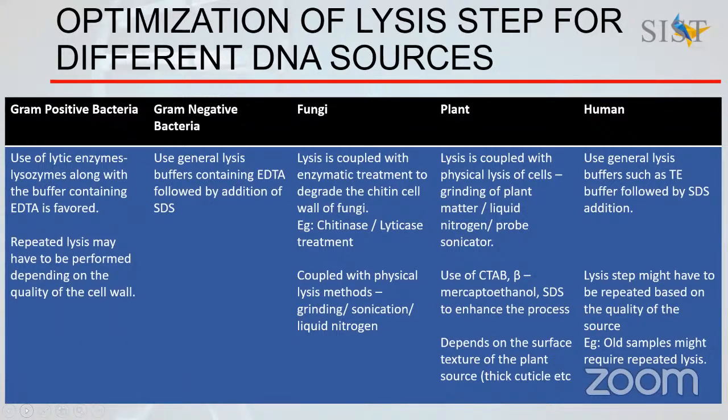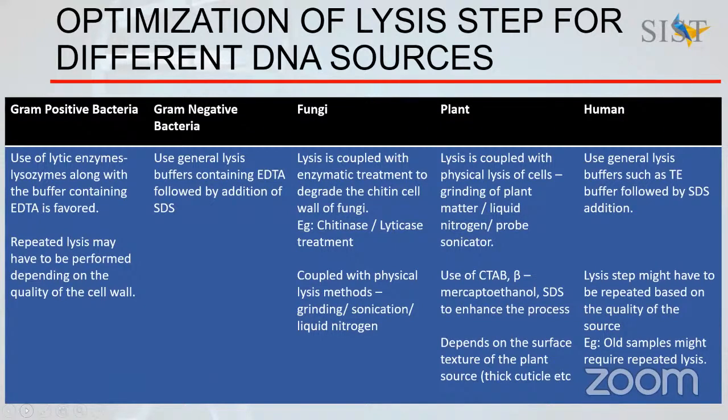So for the extraction of plant DNA, we normally use CTAB buffer, okay? Because it is efficient in plant DNA extraction. And we can also add SDS, but compared to SDS, CTAB is more efficient.